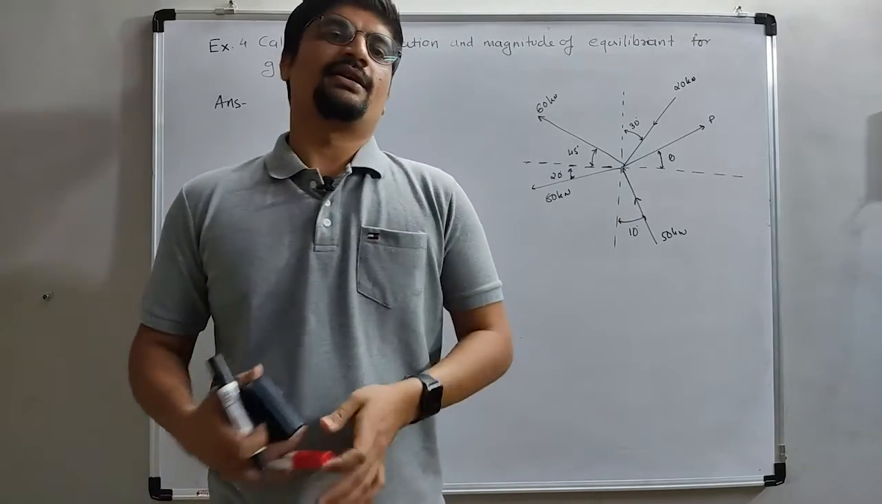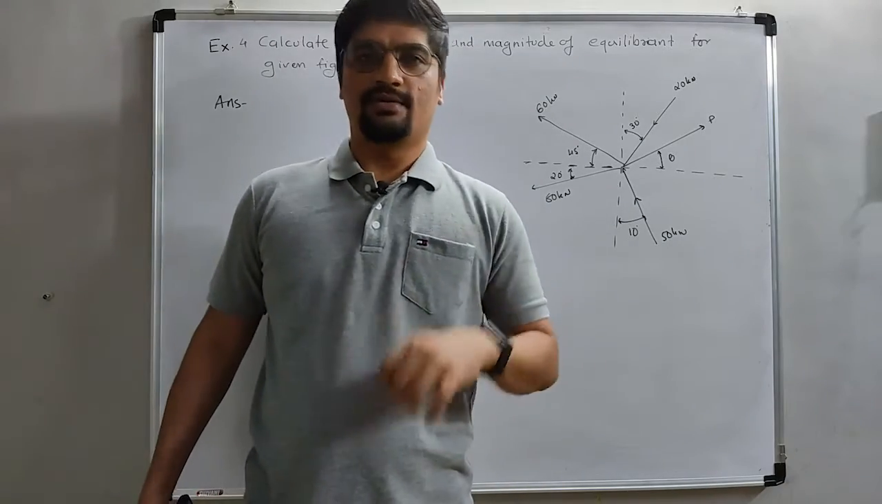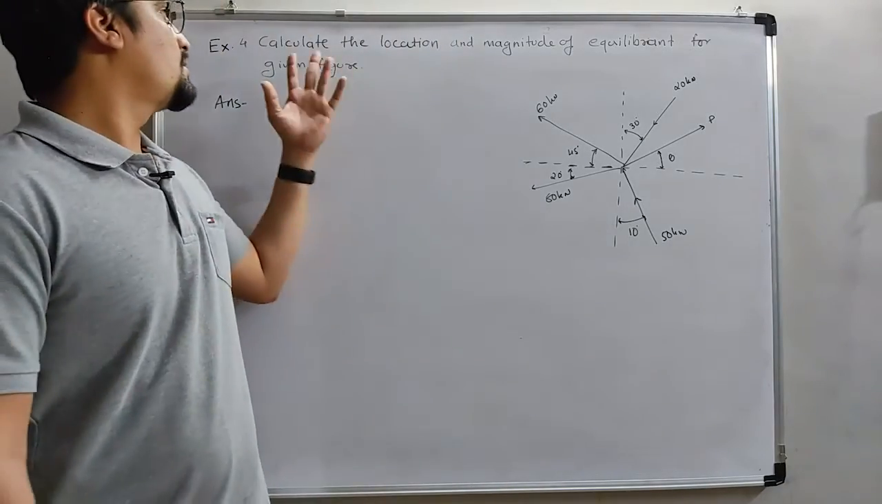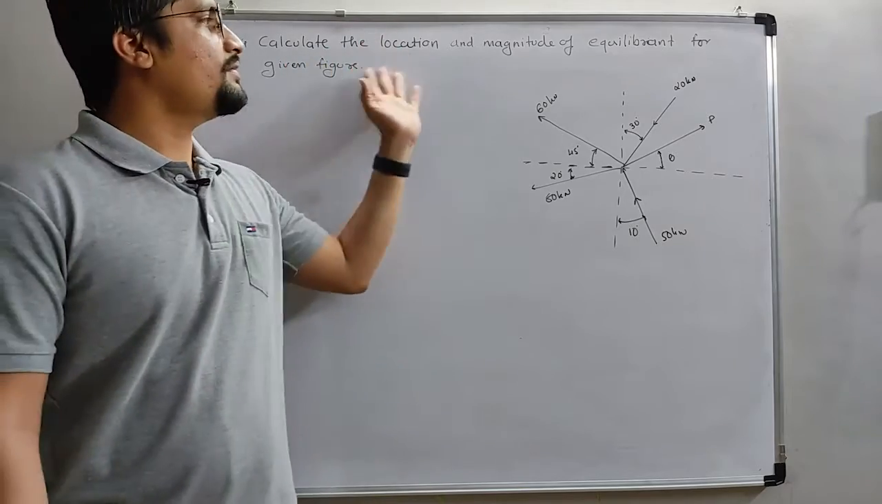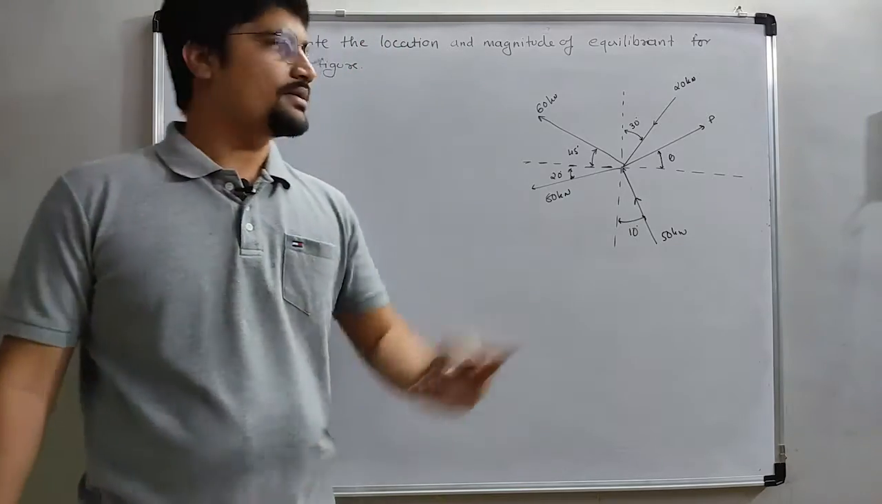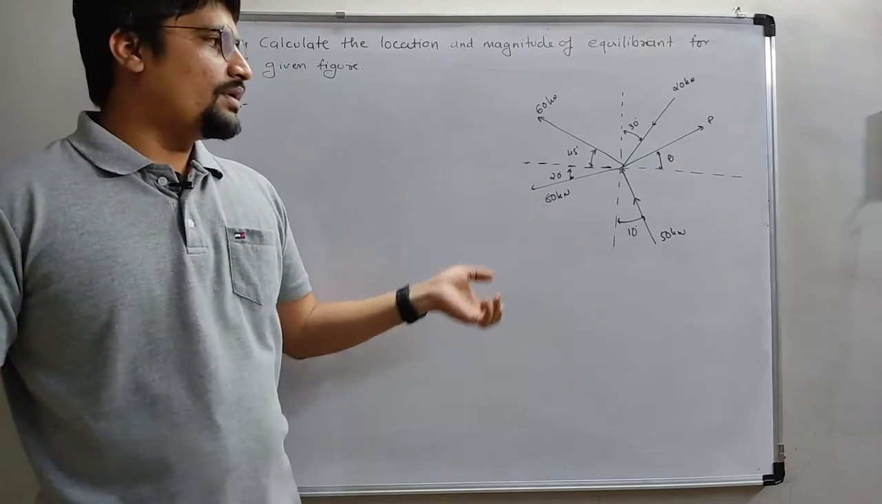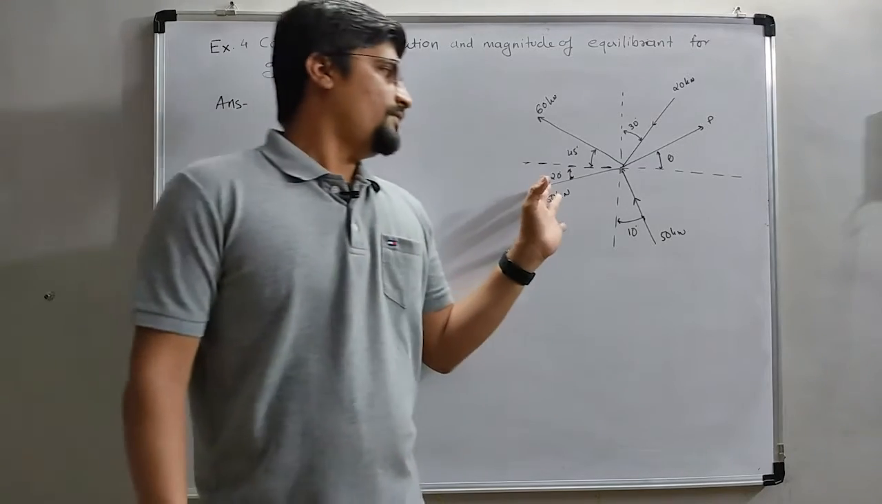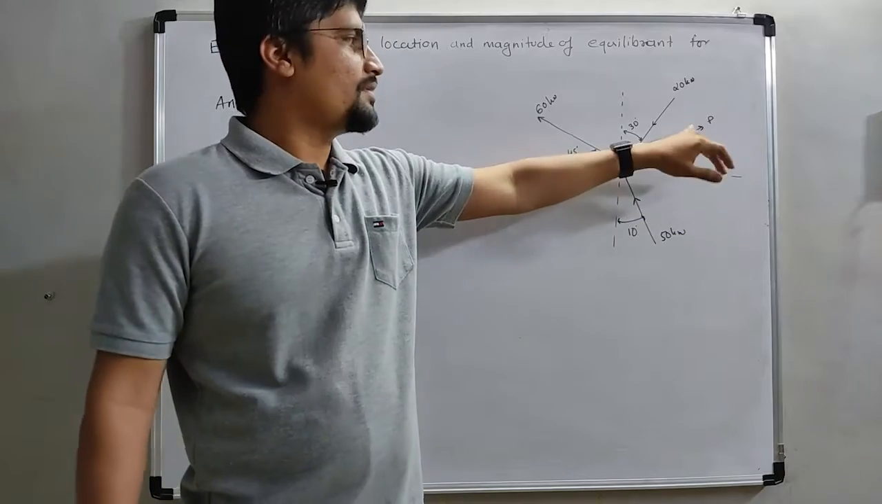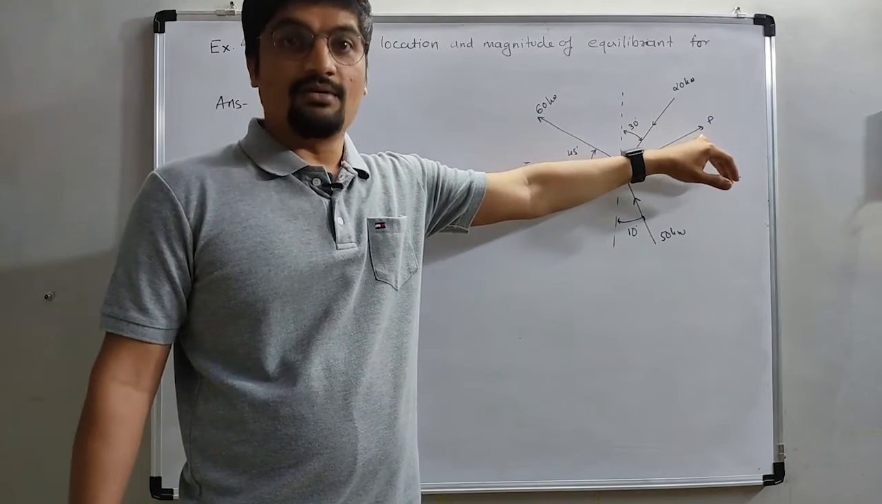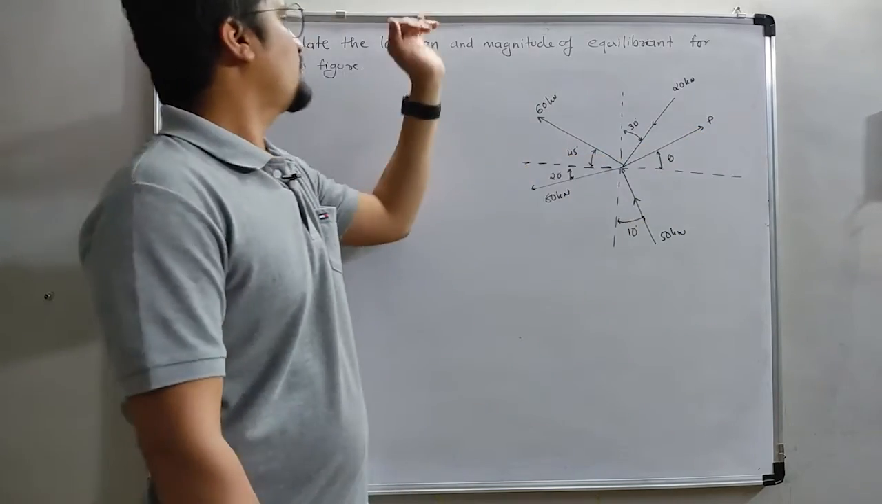Let us solve another example related to law of resolution. The question is: calculate the location and magnitude of equilibrium for the given figure. Let's check what is given in the figure. So first of all, calculate the forces. P is unknown.